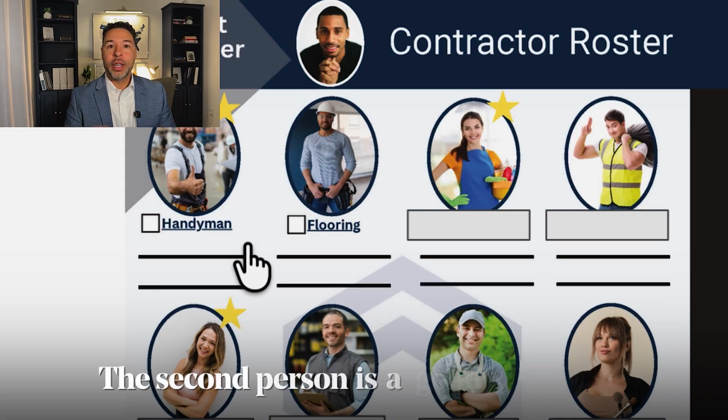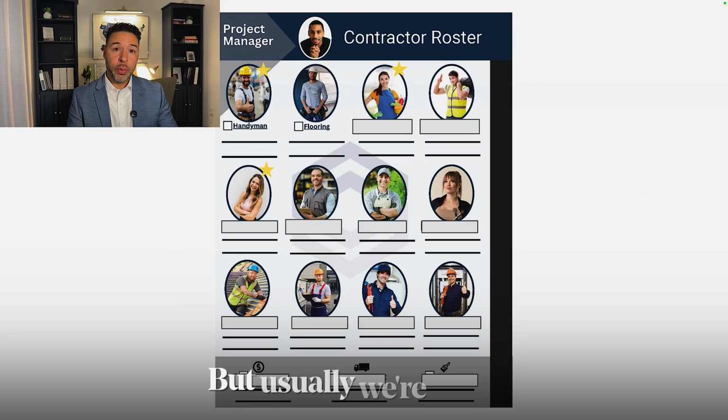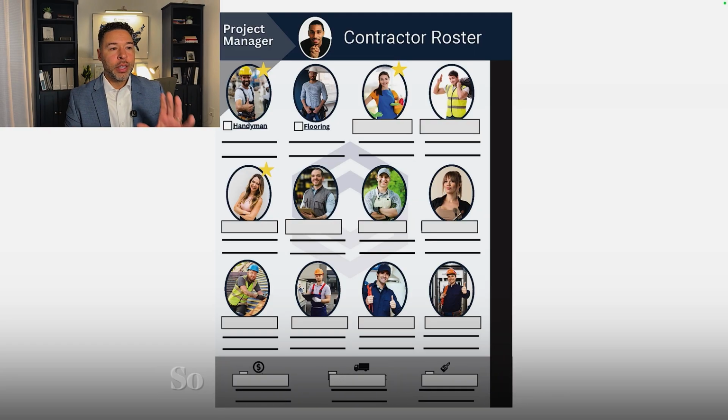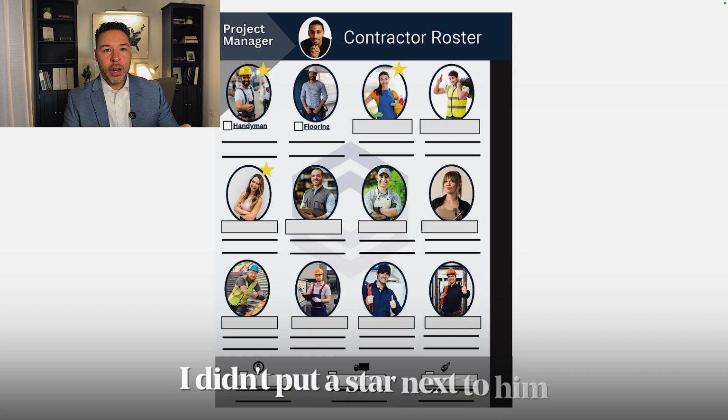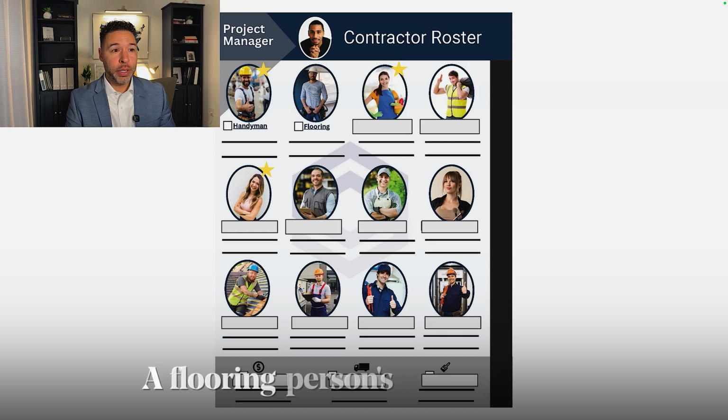So who's the second person? The second person is a good flooring guy. Now, that could also be a carpet cleaner as well, but usually we're having to put in new carpet, new laminate, new linoleum, etc. So you need a good flooring guy. I didn't put a star next to him because you don't always have to put in new flooring, but truth be told, he's at the top for a reason. A flooring person is very important.